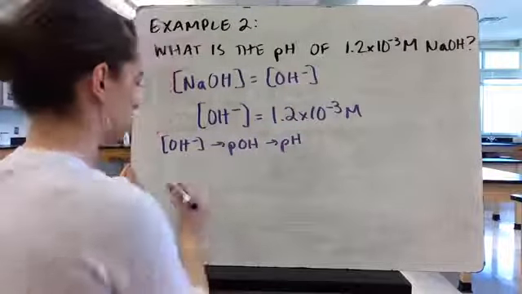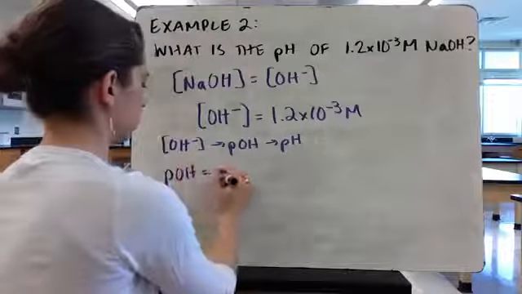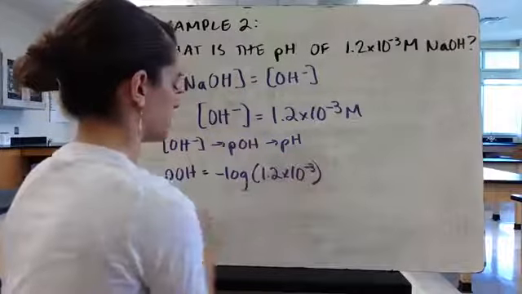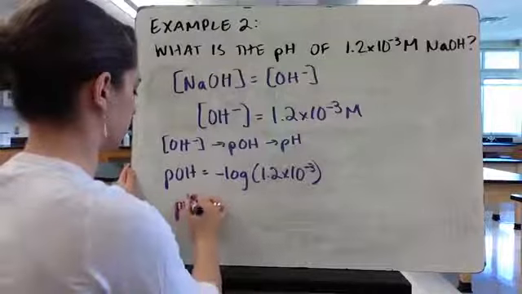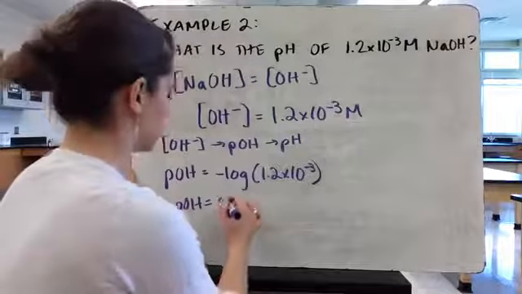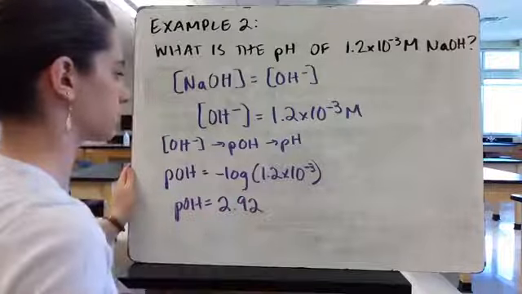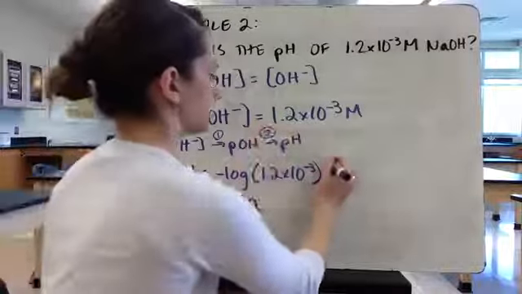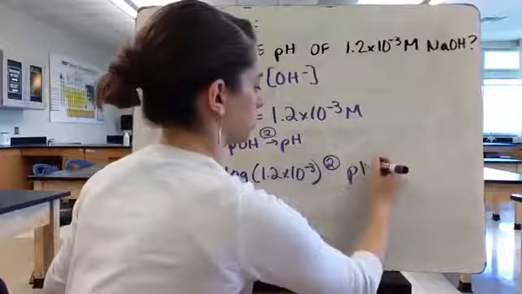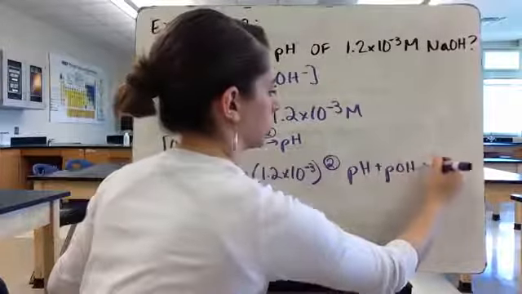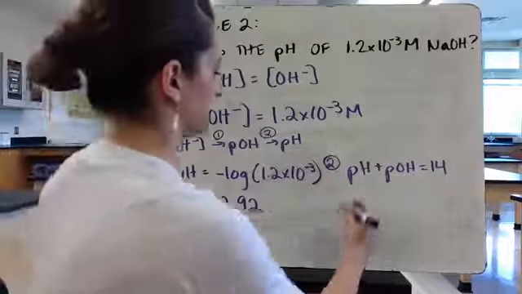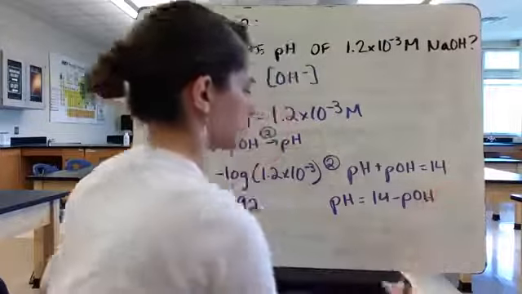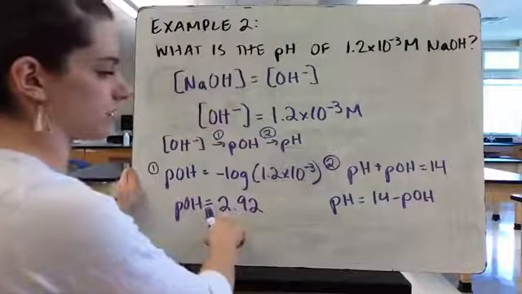So our pOH would be our negative log of 1.2 times 10 to the negative third. When you type that into your calculator, you get that your pOH is equal to 2.92. So that's step one. Step two, we know that pH plus pOH equals 14. So pH will be equal to 14 minus our pOH. We know our pOH, we calculated that in step one.